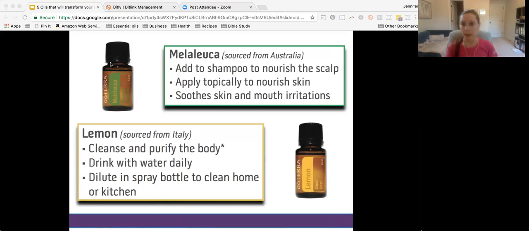Lemon is an oil I use every single day because of its cleansing and detoxing benefits as well. So I start every single day with a glass of water with a couple drops of lemon in it. And I love it. I love to start my day that way because it's really helping support my detoxification system, support my liver and my kidneys and my digestive system. And it tastes great. So it really tastes like you're putting lemon juice in your water.